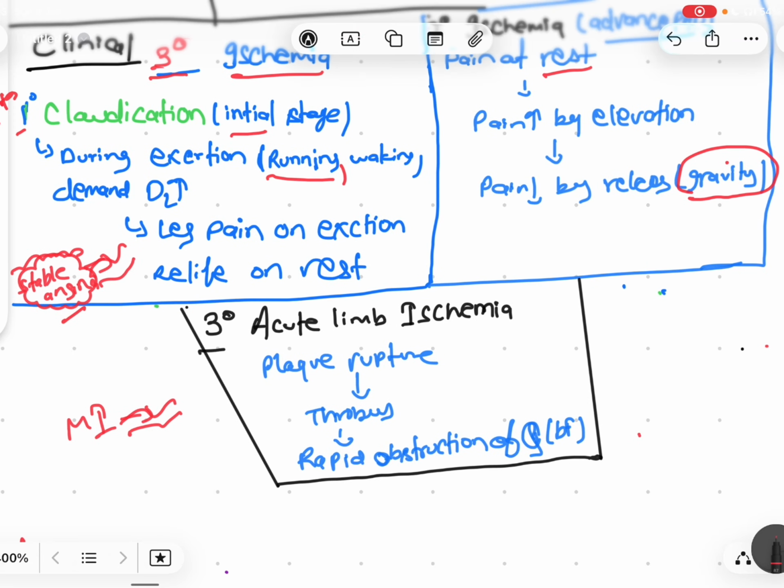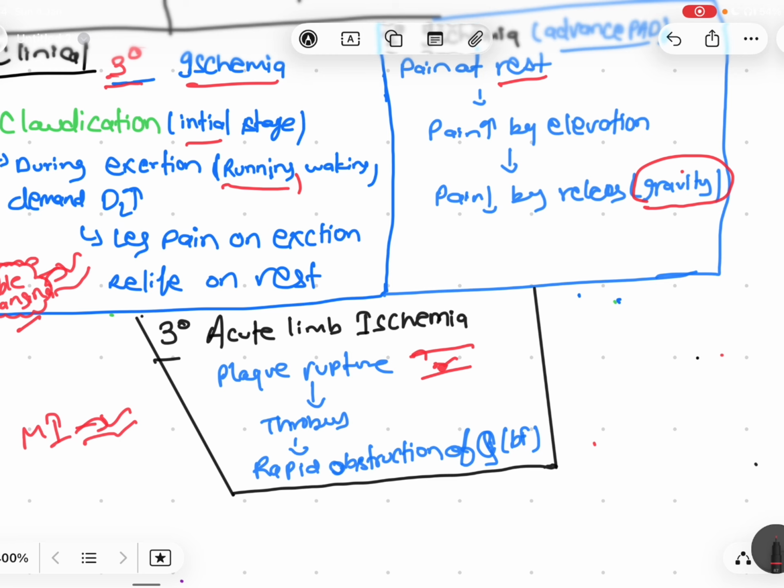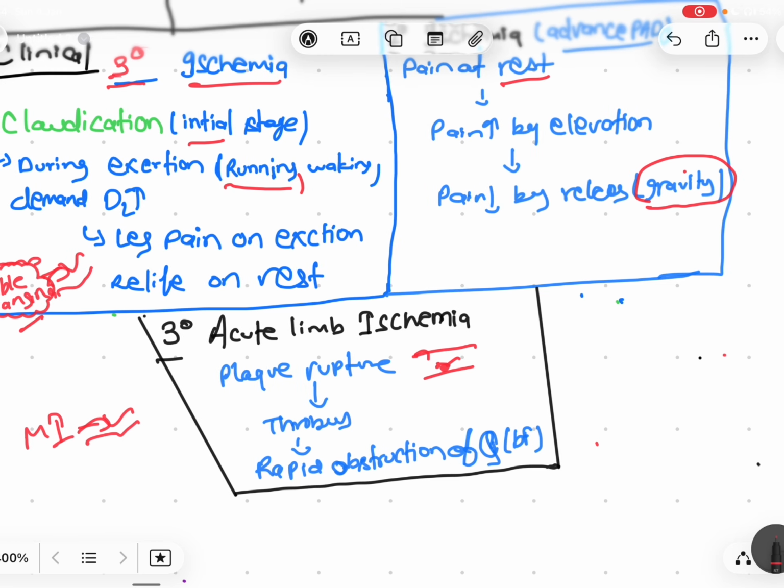The last and most dangerous stage is the third, acute limb ischemia, and here the plaque ruptures. The plaque gets ruptured, bursts out, the thrombus ruptures, and rapid obstruction happens. It is similar to MI, but here we can't see troponin. It is that level of ischemia and so harsh.